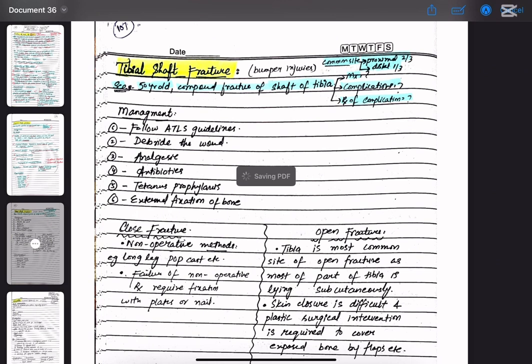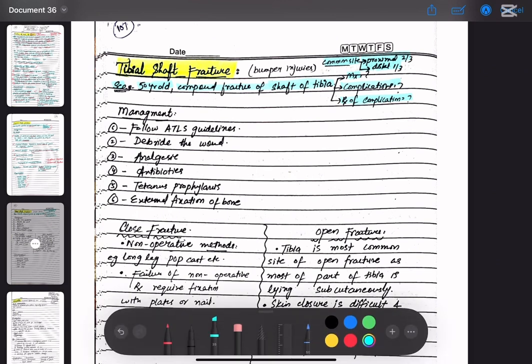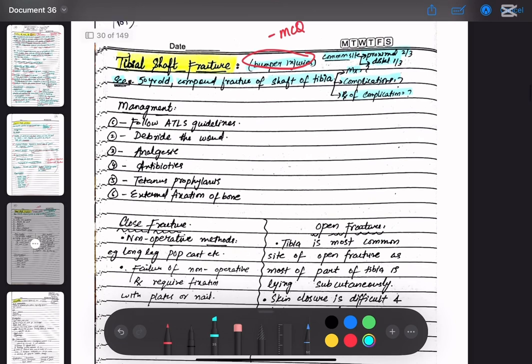This is also known as bumper injuries. Okay, tibial shaft fractures are also known as bumper injuries. This is a kind of MCQ, you should remember this. Now the management options for the tibial shaft fractures.